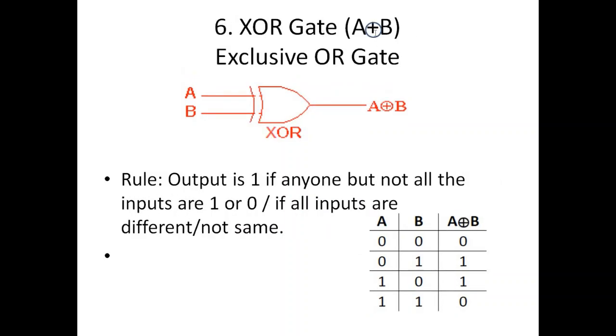Next we have a XOR gate or the exclusive OR gate. The symbol is like this and mathematical notation is like this, a plus with a circle around it. The rule for it is that output is 1 if any one but not all the inputs are 1. Means if all inputs are different or not same, then you get a 1. Otherwise, if all inputs are same, either they are all 0 or all 1, then you get a 0. 0 XOR 0 is 0, 0 1 is 1, 1 0 is 1, but 1 1 would give you a 0.